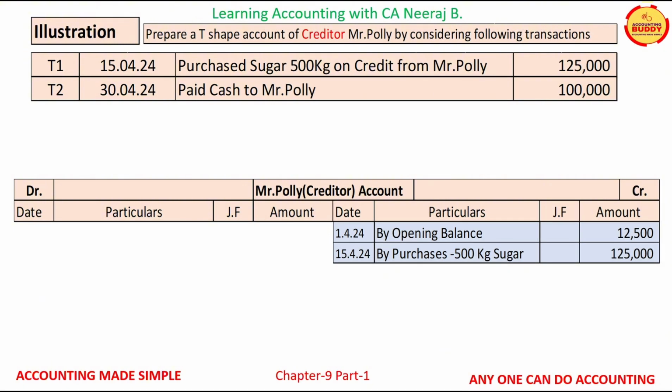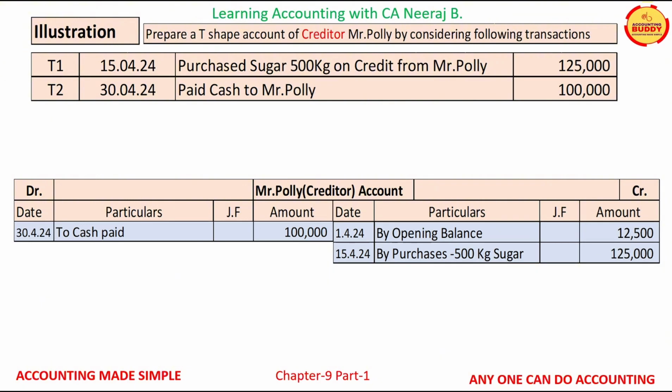Transaction T2 is on 30th April 24, an amount of 100,000 cash is paid to Mr. Polly against an outstanding payable amount. With this payment of 100,000 to Mr. Polly, the outstanding balance of Mr. Polly will be reduced by 100,000 and thus the liability of the business will also get reduced by 100,000. As per liability account rule, the liability account will be debited when the liability reduces. Therefore, this transaction of 100,000 will be recorded on the right hand side, that is the debit side of Mr. Polly's account.